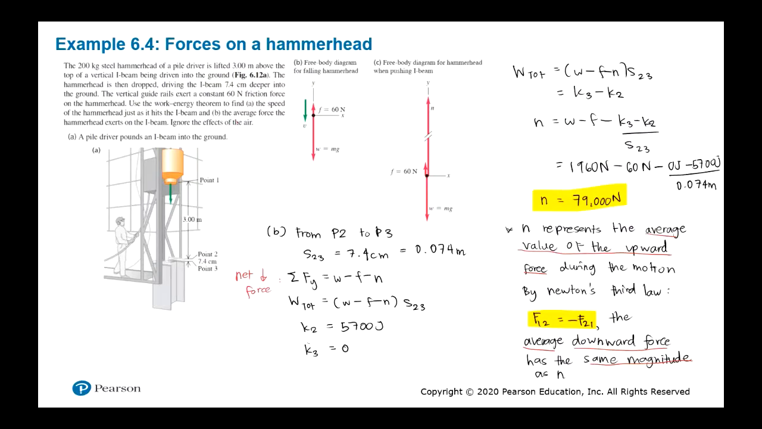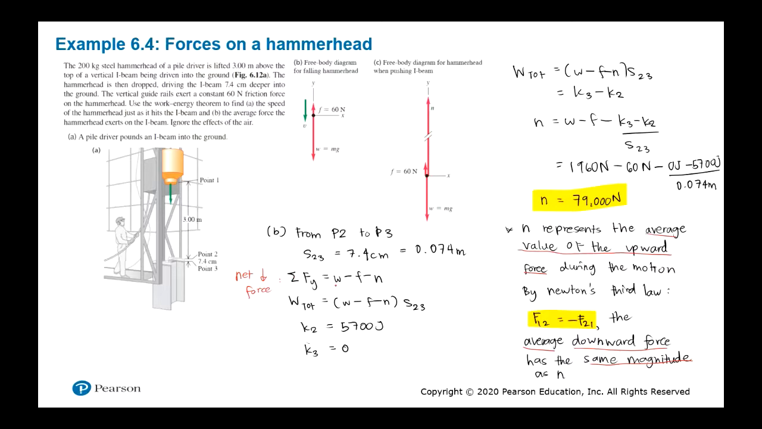Okay, so the second one is to find the average force the hammerhead exerts on the I-beam. This time we will be looking at point 2 to point 3. Our displacement here is 7.4 centimeters, which we have converted into 0.074 meters in SI units. Don't forget to convert them.